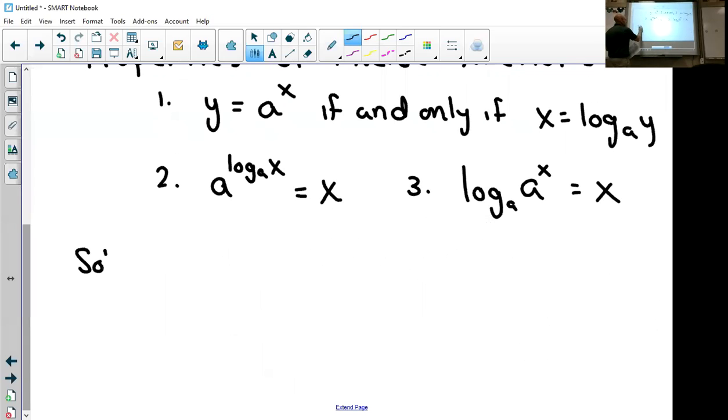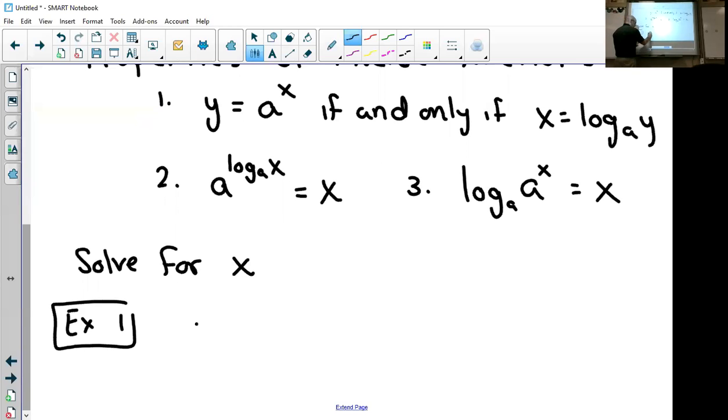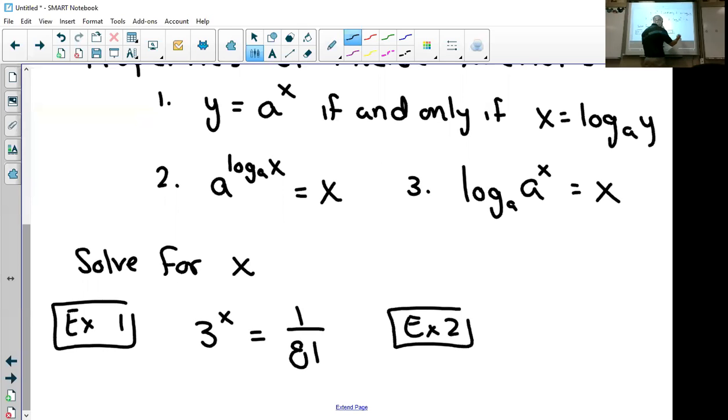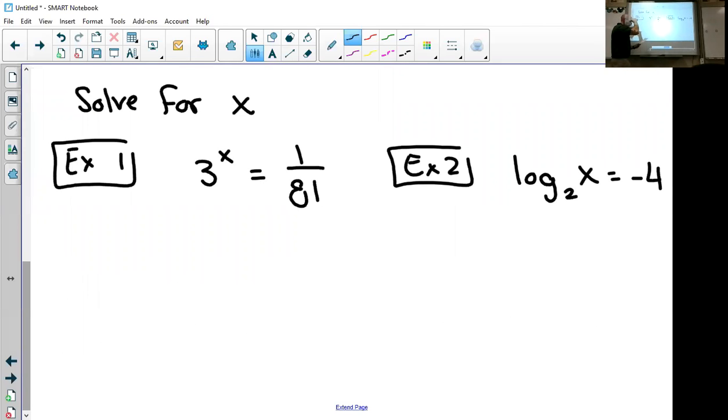So if we solve for x, if I have 3 to the x equals 1 over 81, or a second one over here, log base 2 of x equals -4. Now, both of these actually can be solved without having to do any crazy properties or anything. We can actually rewrite them into certain powers. But here's the thing. The easiest way to tackle these type of problems, especially this one, is to rewrite them in the same base.